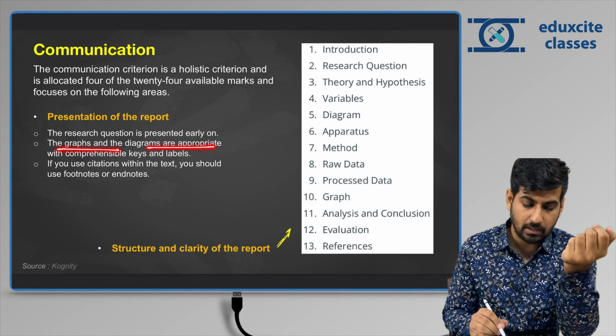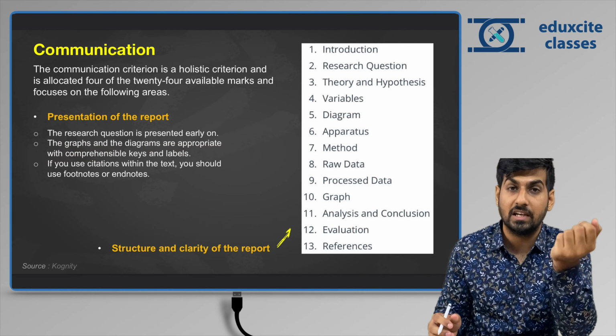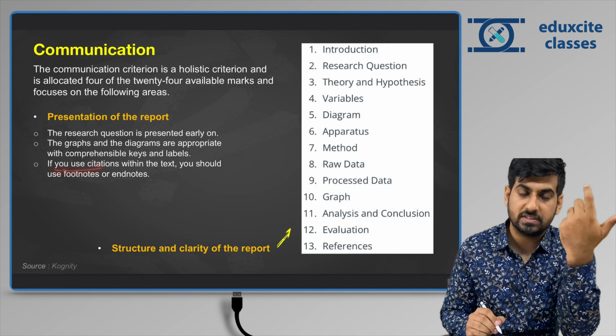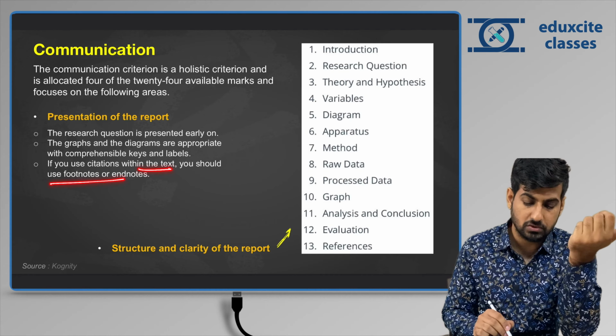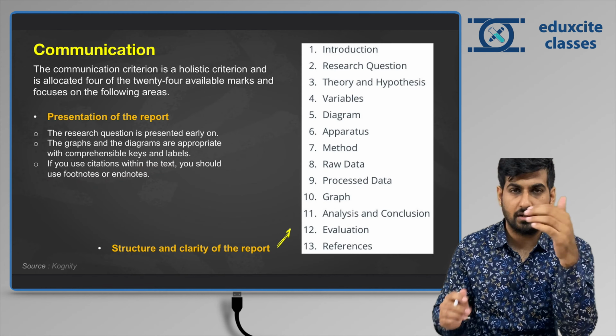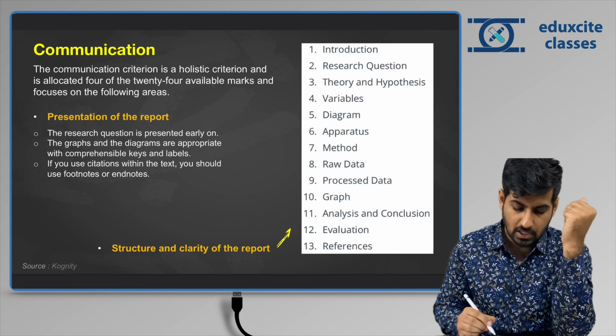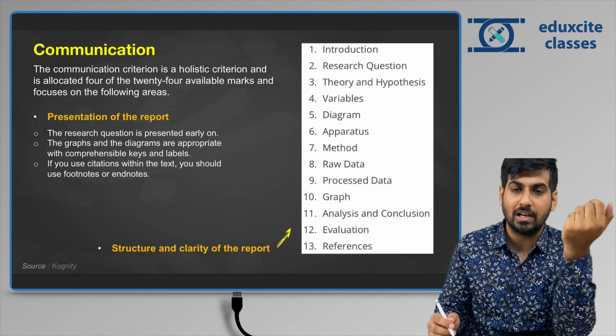The graphs and the diagrams are appropriate, with comprehensive keys and labels. Use proper citations within the text. You should use footnotes or endnotes, you should mention them. So this is the structure and clarity of the report.